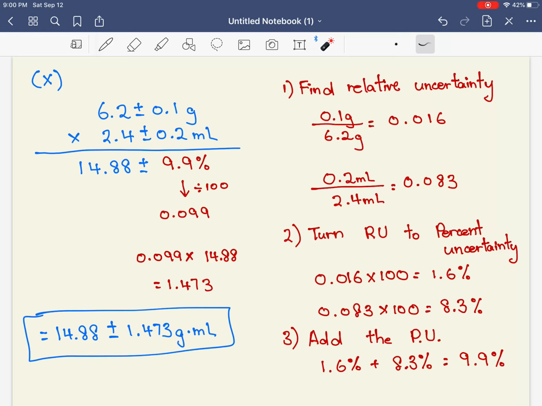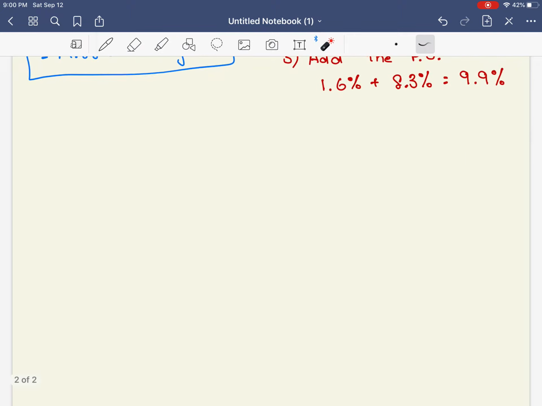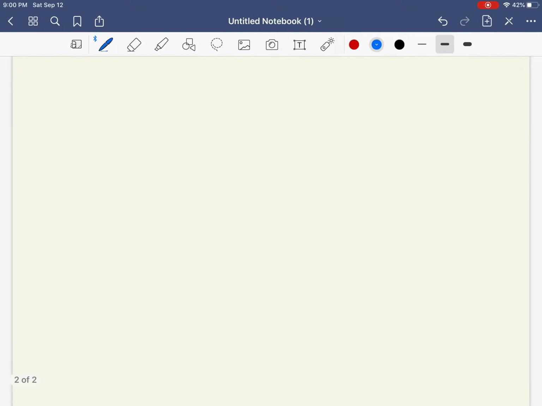Oof, that's a lot of work. Hey, I actually have a whole worksheet for you guys to work on, so you can get good at it. All right, let's do one more question. This time, let's take a look at division.